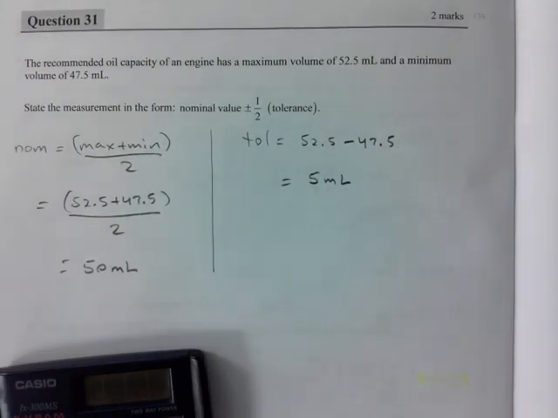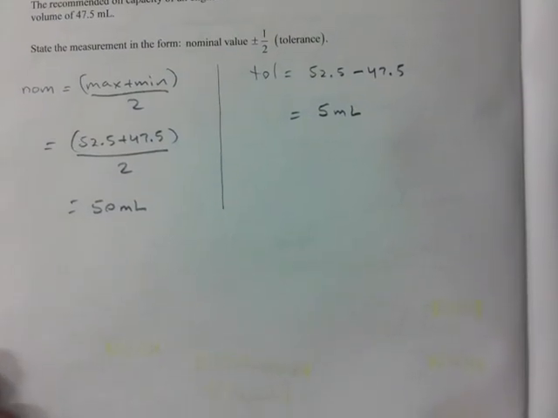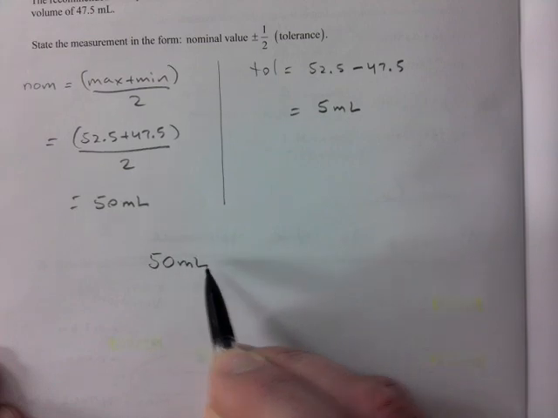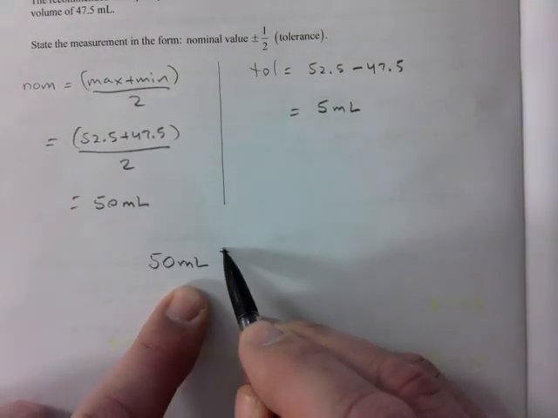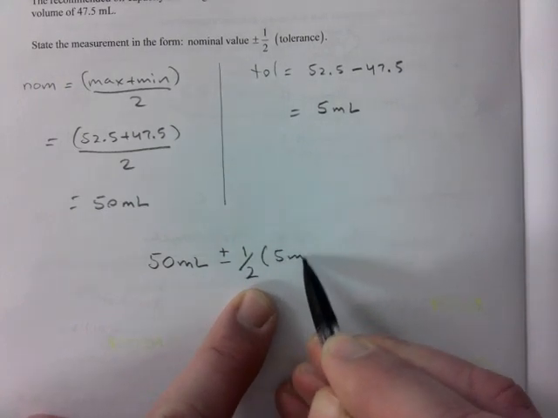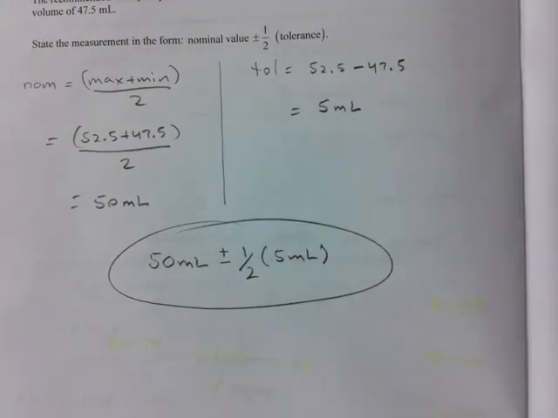And now I'm ready. Make sure you always answer the question. Okay, now I'm ready to state. So the measurement would be 50 milliliters. That's what we're targeting, plus or minus half of what the tolerance is. This answers the question.